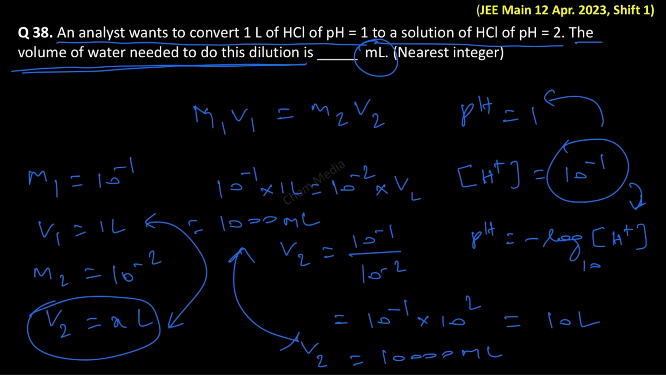So, therefore, 9000 is the correct answer, because initially we already have 1 liter. So, from there how much water we need to add so that the pH will become 2. So, therefore, 9000 milliliters is the correct answer.